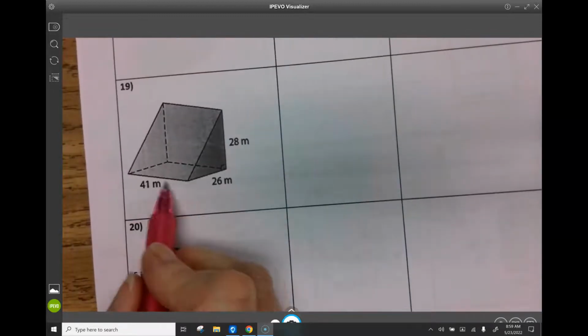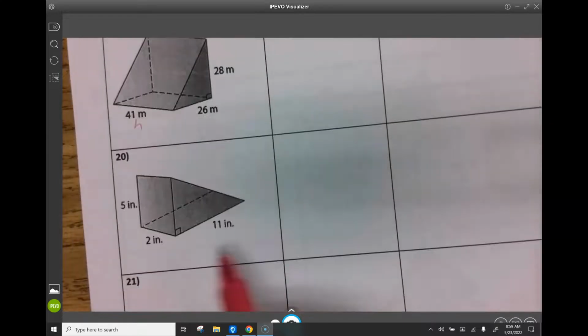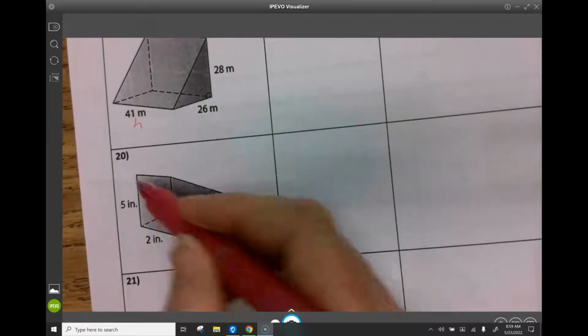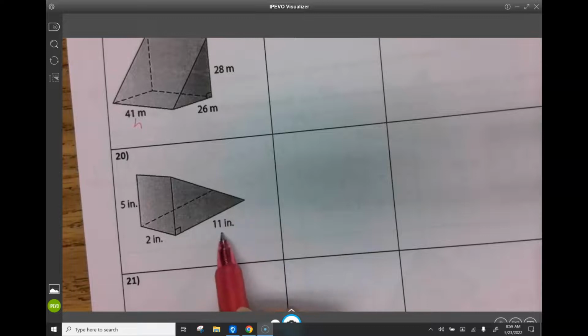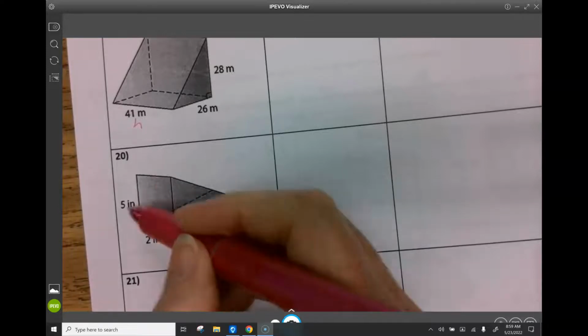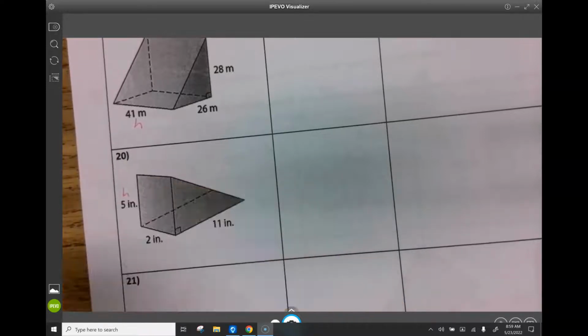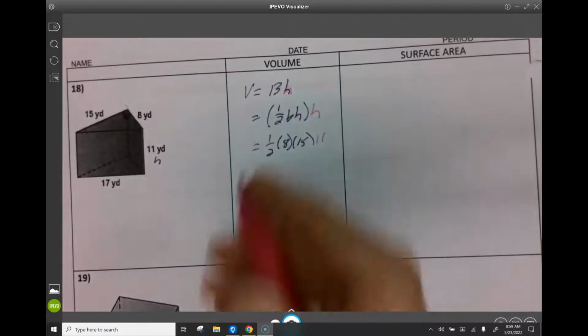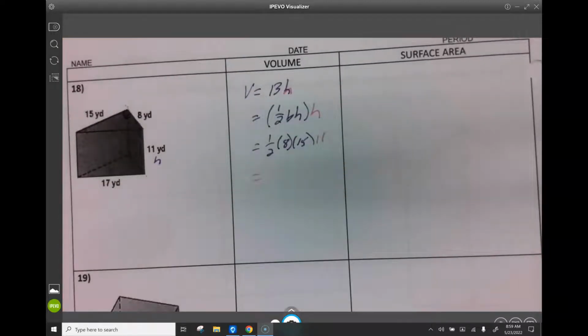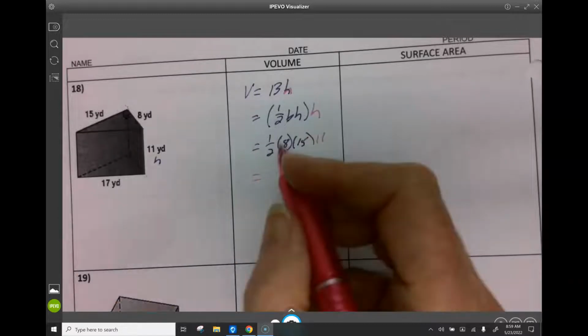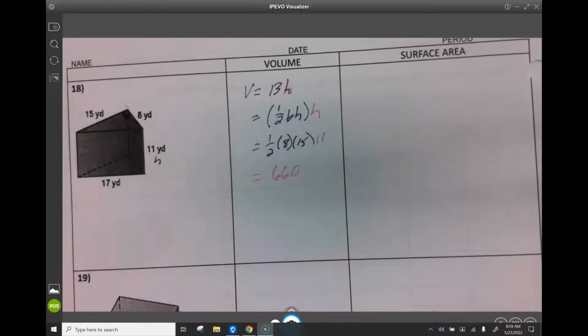While we're looking at these, that's your height. Here, what's my height of my prism? My height of my prism is 11. You have to look, nope, it's not. It's 5. Sorry, this is my height. See, it can be confusing. Good. Okay, so then you're going to multiply all of that. And I get 660. Always double check.